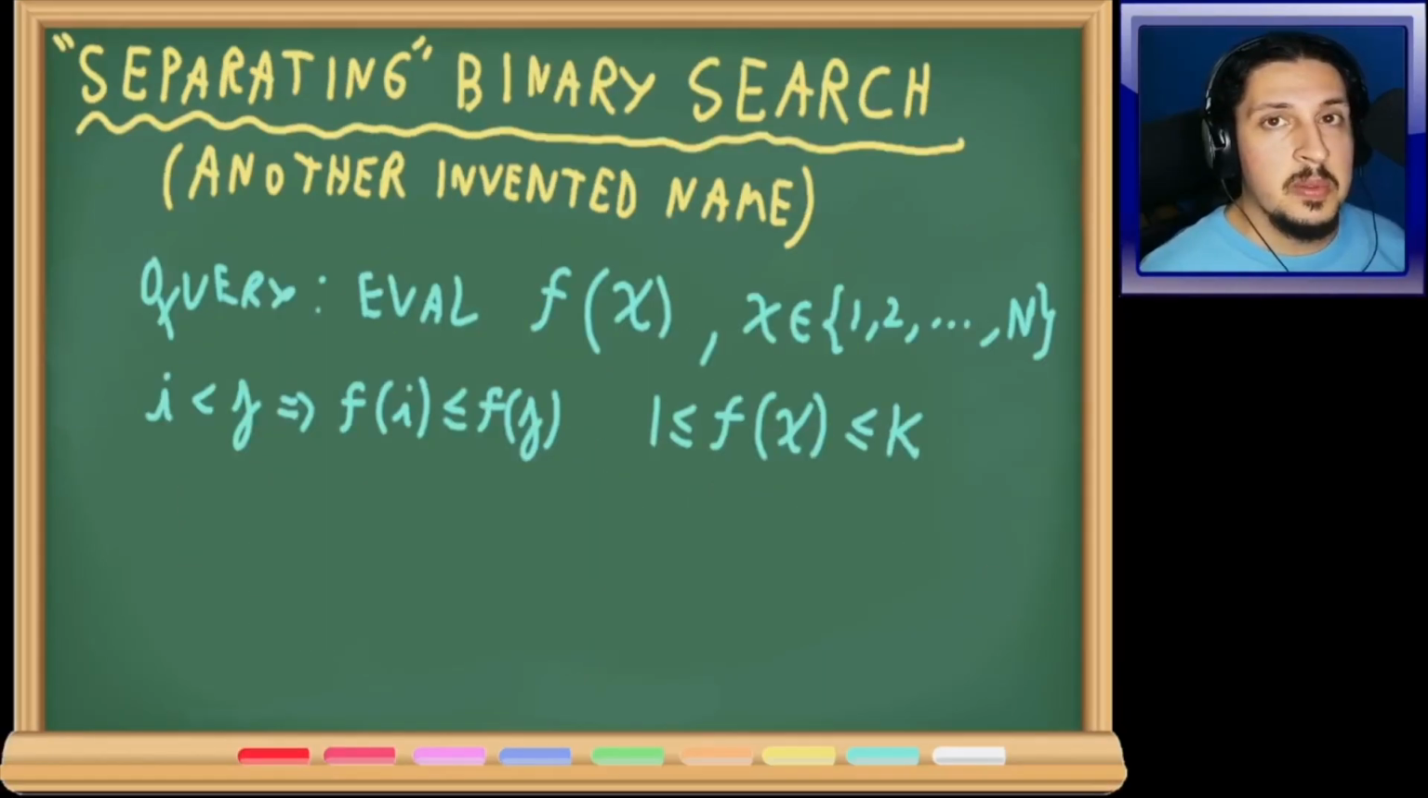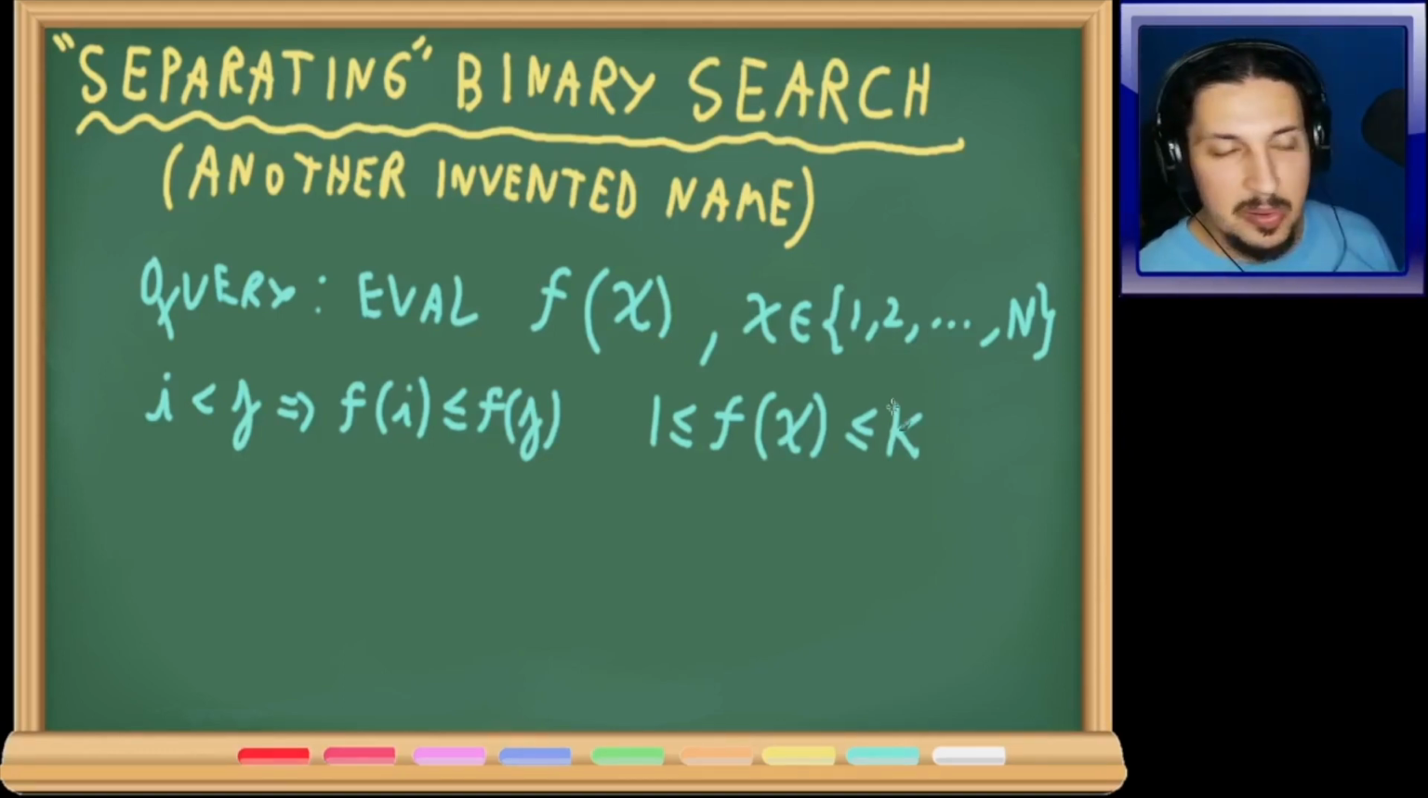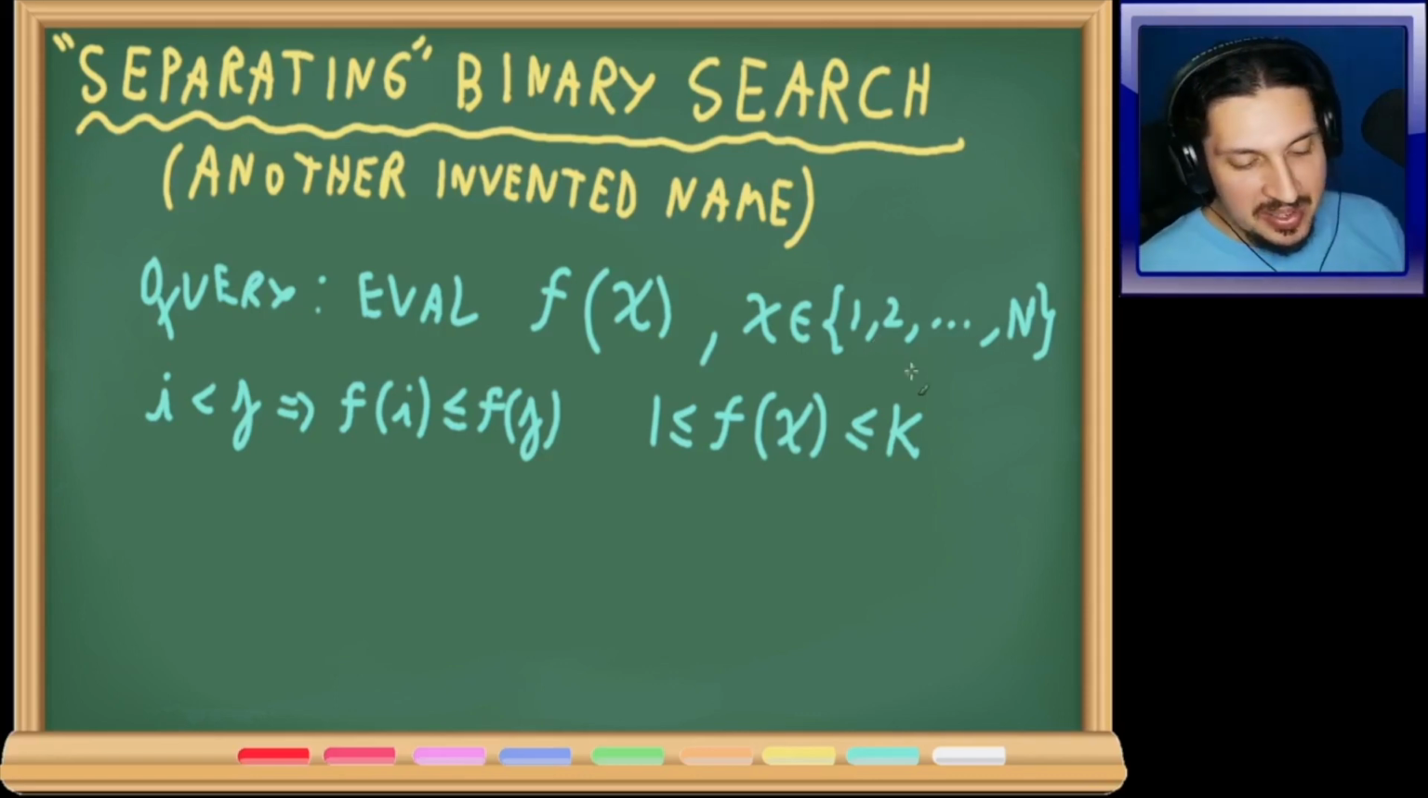Now, last but not least, I want to show you an example of another technique for which I have invented a name without too much sense, but I call it separating binary search. It is a binary search that separates things. It is used to separate the domain of a function into different parts. We will see what we mean. So there are cuts in the domain, and we will find those cuts.